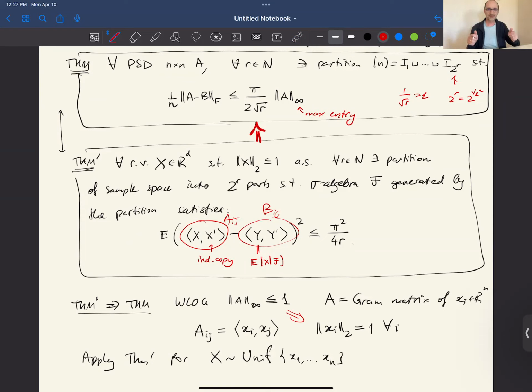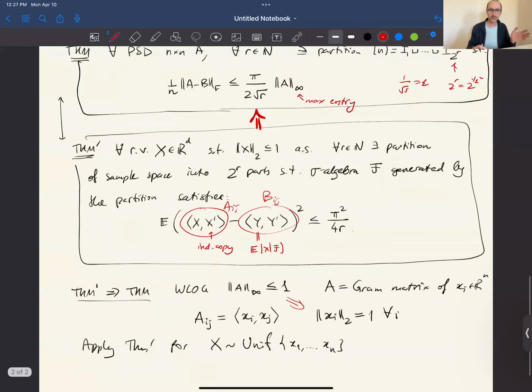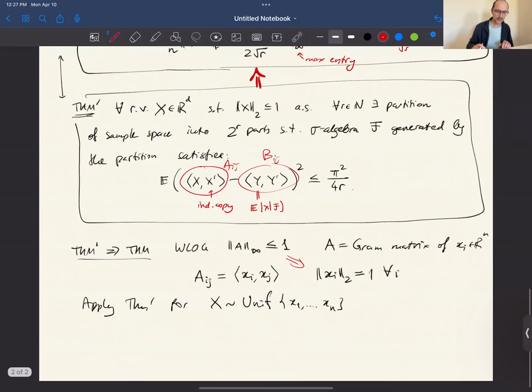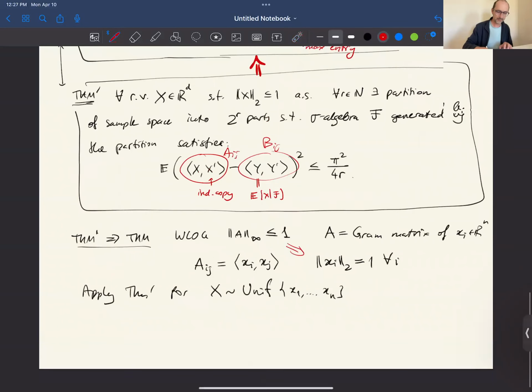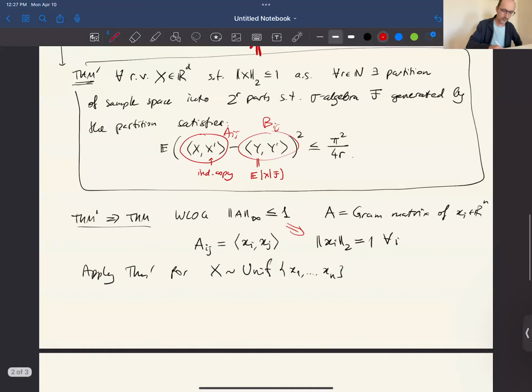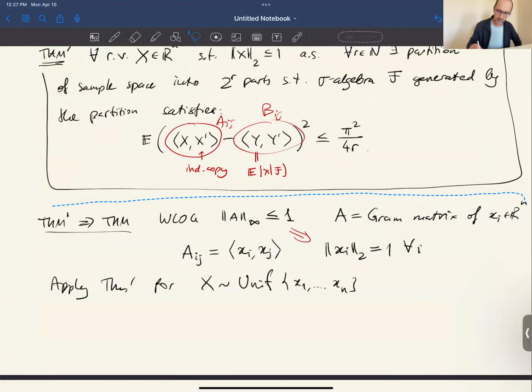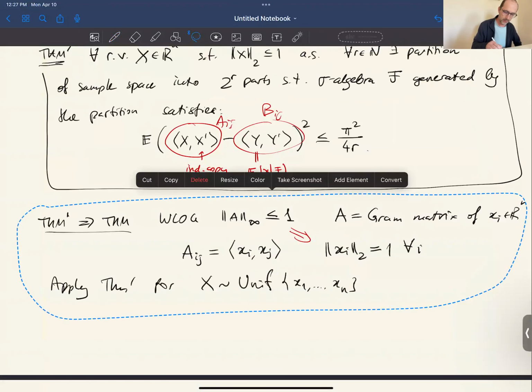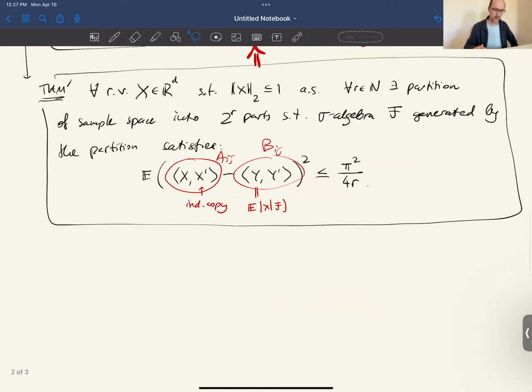Good? Okay, so now we can forget. We first forgot combinatorics and moved to linear algebra, and now we're forgetting linear algebra and moving to probability. So now we have this probabilistic statement, which we are about to prove. We clean up here. All right.